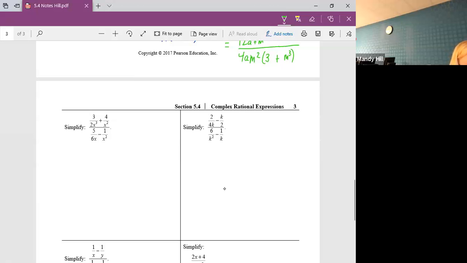Let's go ahead and look at this one. This one's very similar to what we start out with. So we've got 2x to the third, an x squared, a 6x, and an x squared. So those are all of my denominators. And we did need to list the x squared again, so we don't have to list that twice.